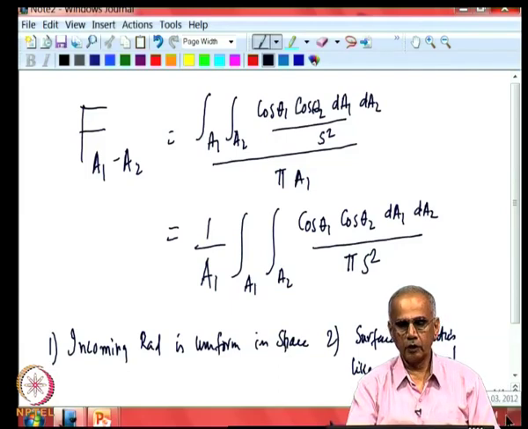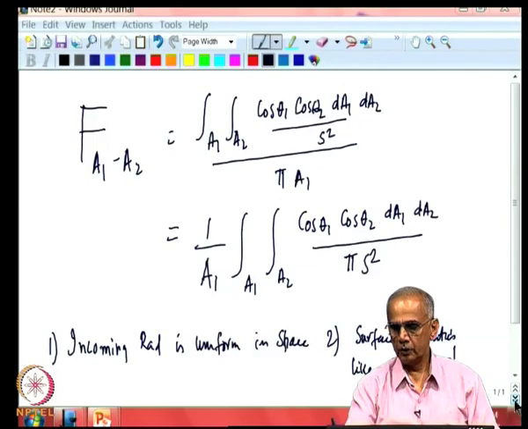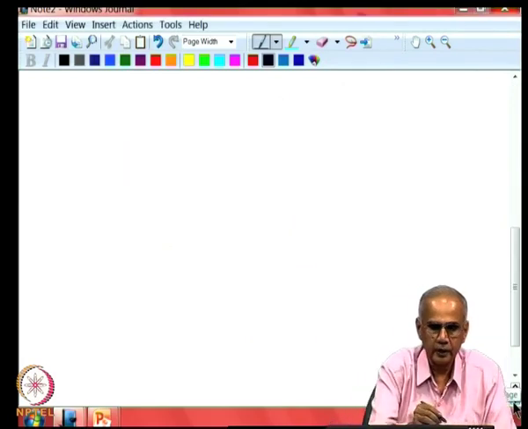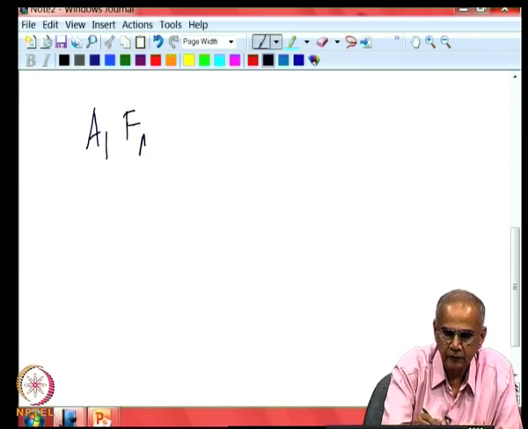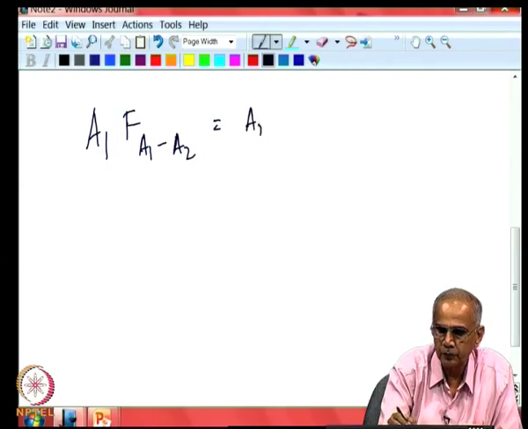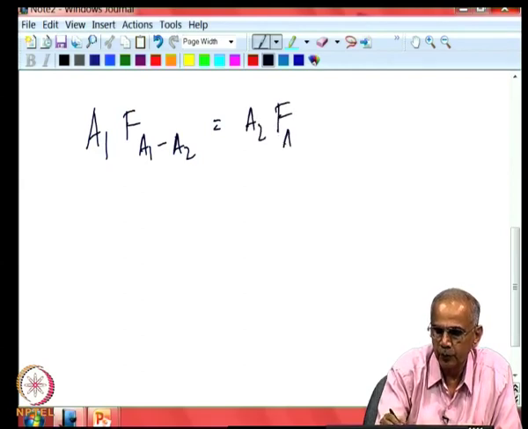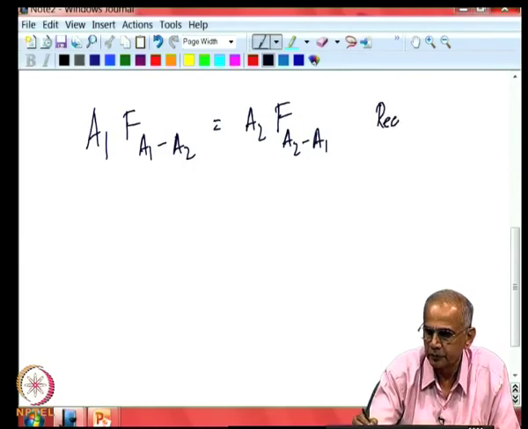Now, you can also see from the symmetry of this particular equation that the following condition is satisfied: A1 F A1 A2 equals A2 F A2 A1. This is called reciprocity.